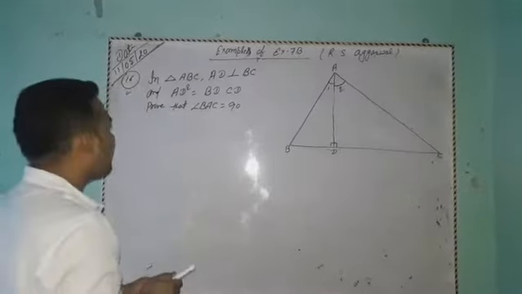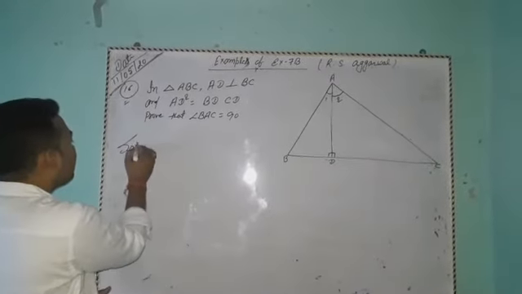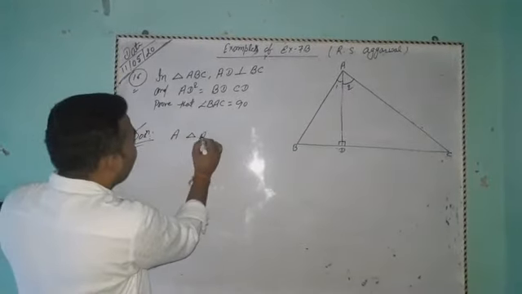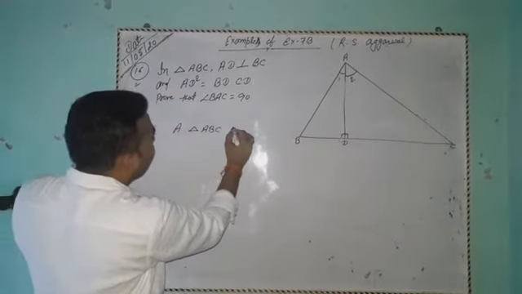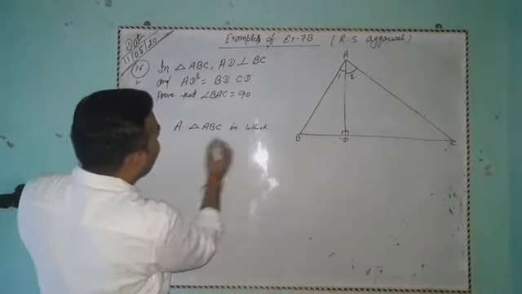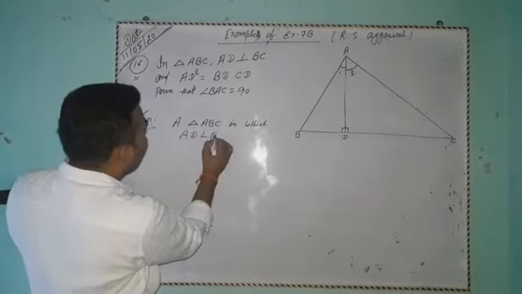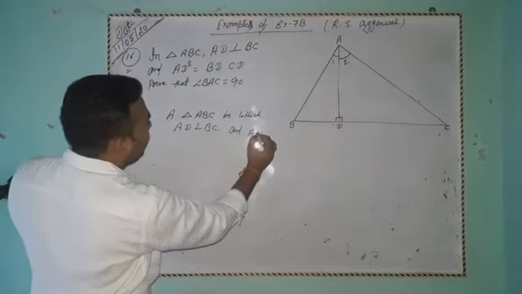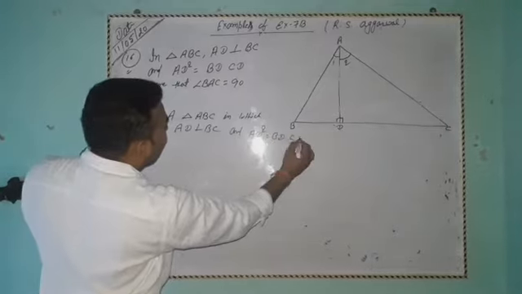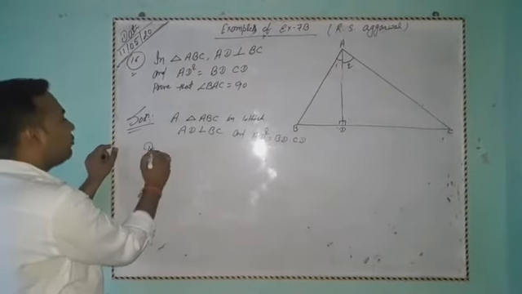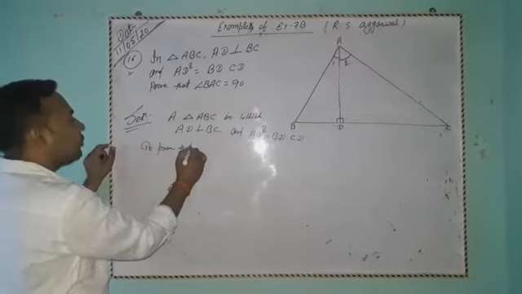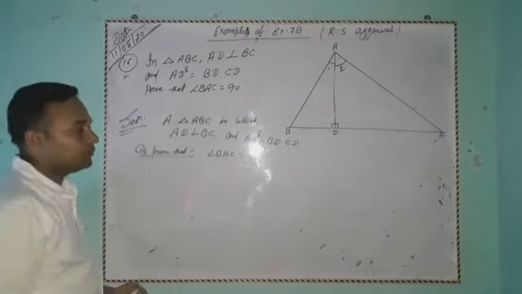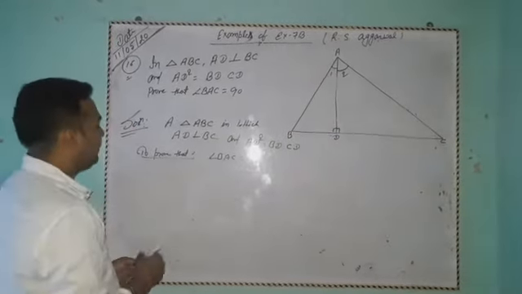So, let's start. A triangle ABC in which AD is perpendicular to BC and AD square equal to BD into CD. Okay. To prove that angle BAC equal to 90 degree. Now prove.